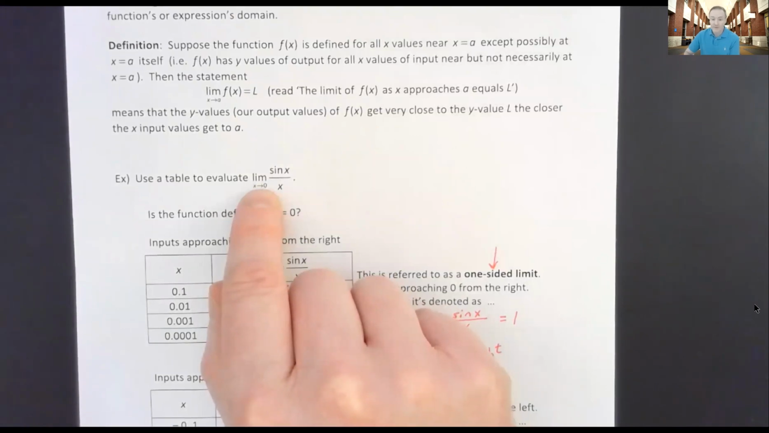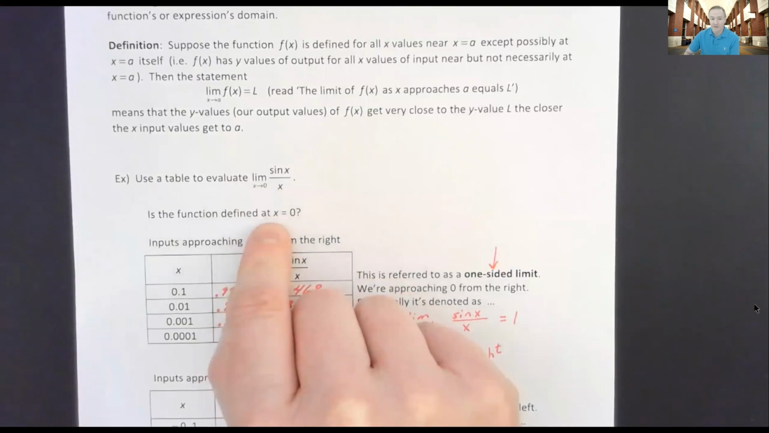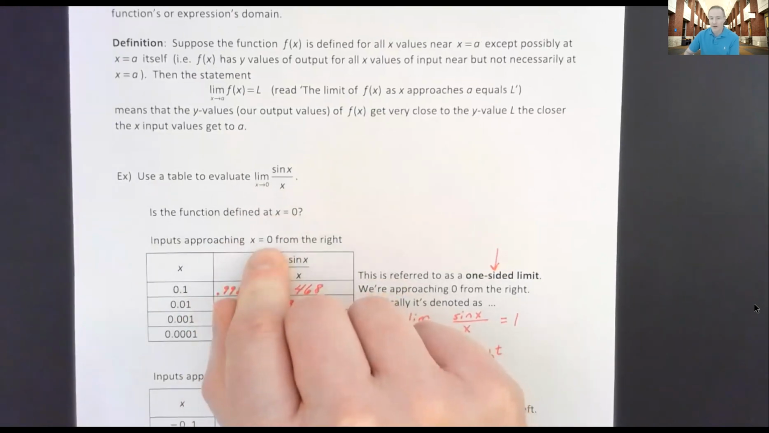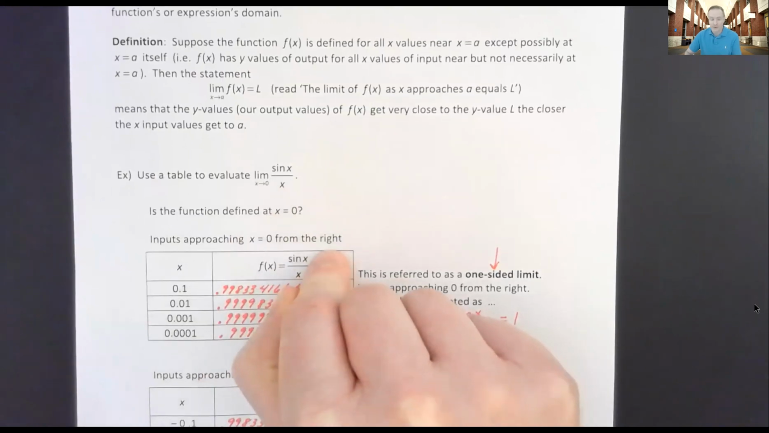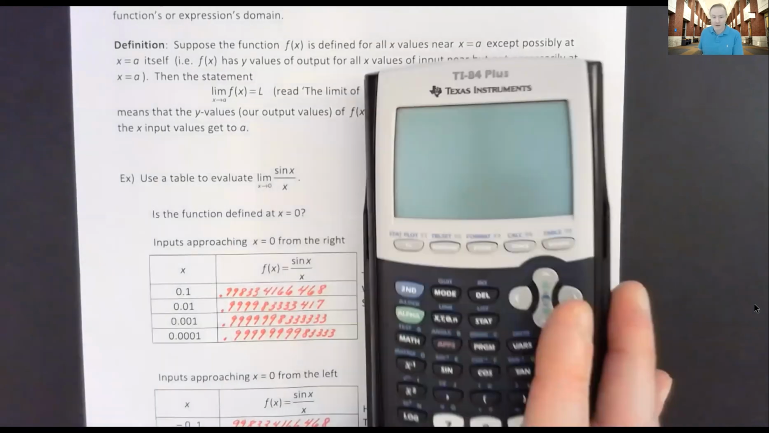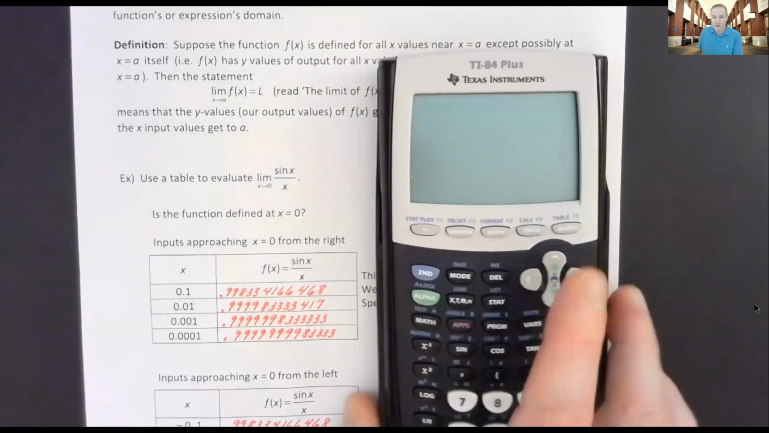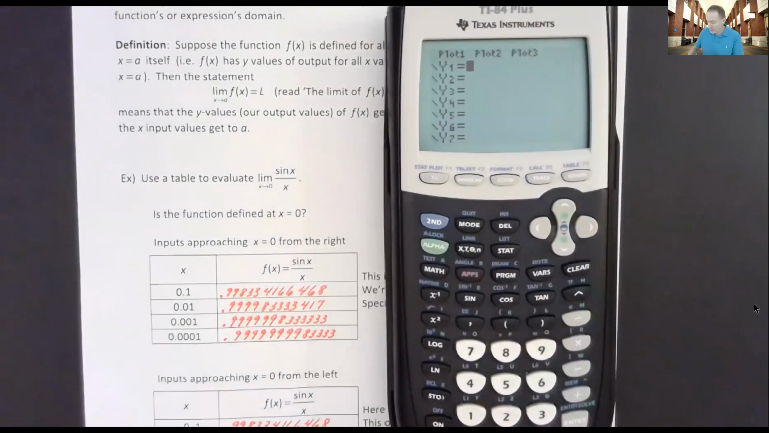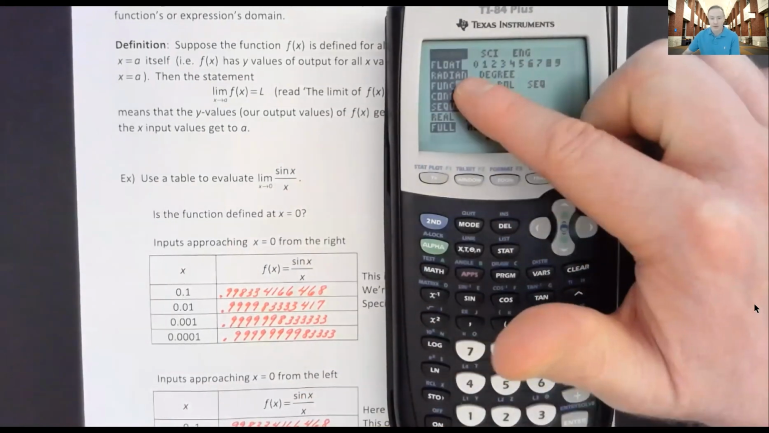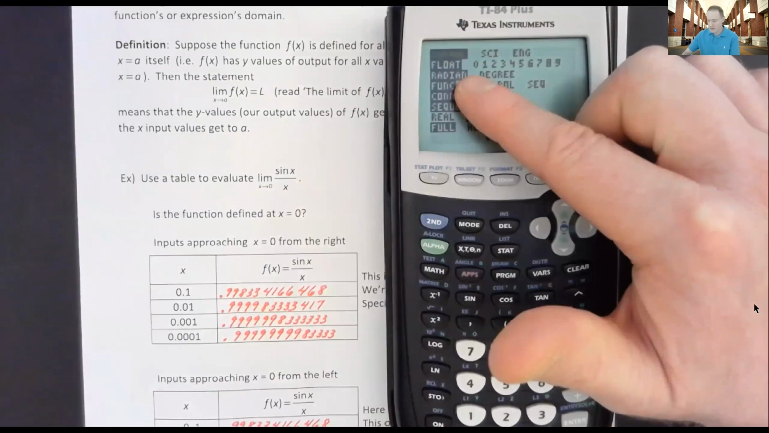So that's what I went ahead and tried to discuss here. The first thing I was trying to think of is, well, let's think about what happens as we approach from the right. So now I've already put the y values that I got in here, but let me go ahead and show you on the calculator how this would work. Please do keep in mind that anytime you're using trig on your calculator, you need to be in radian mode.